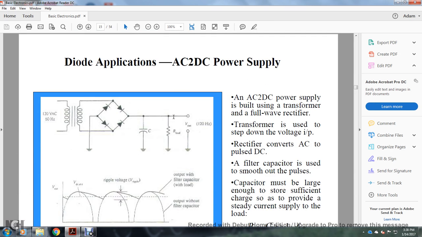Alright, your AC to DC power supply. An AC to DC power supply is built using a transformer and a full-wave rectifier.